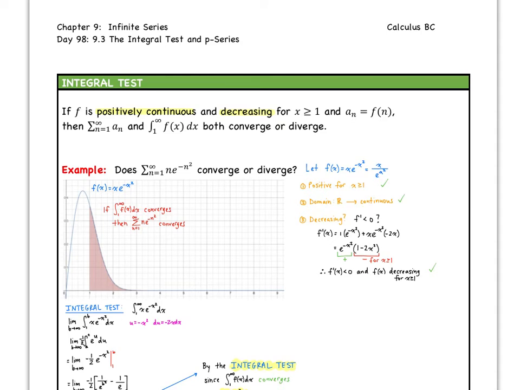Welcome to 9.3, the integral test and P-series. So we're going to look at two other ways to prove convergence or divergence of series, and those are the two tests we're going to talk about. So first we're going to start with the integral test.